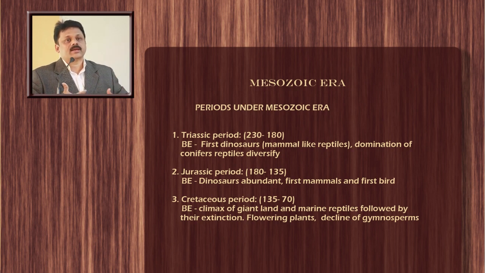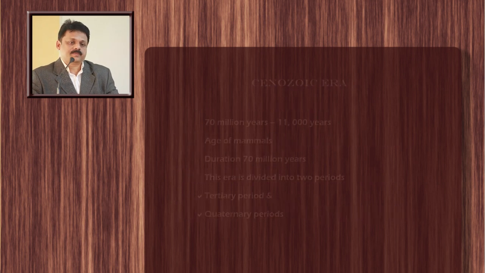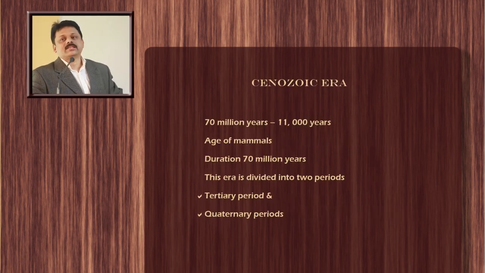Simultaneously, once these flowering plants started flourishing, it also saw the decline of the non-flowering trees such as the gymnosperms. The fourth and the last era of the geological time scale is referred to as the Cenozoic era.